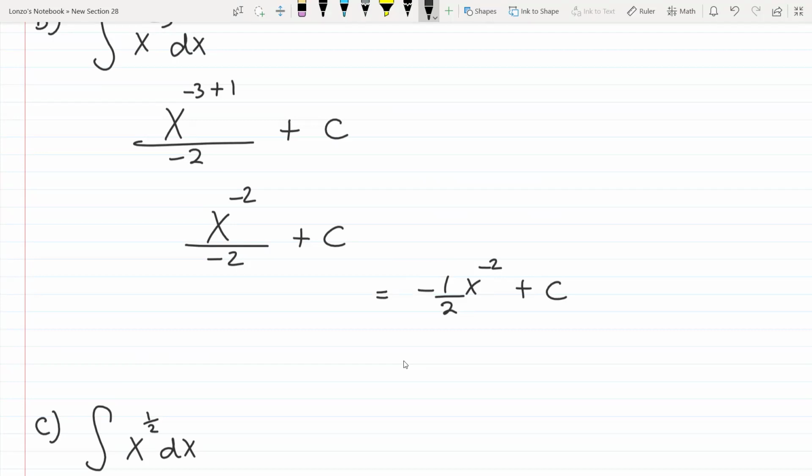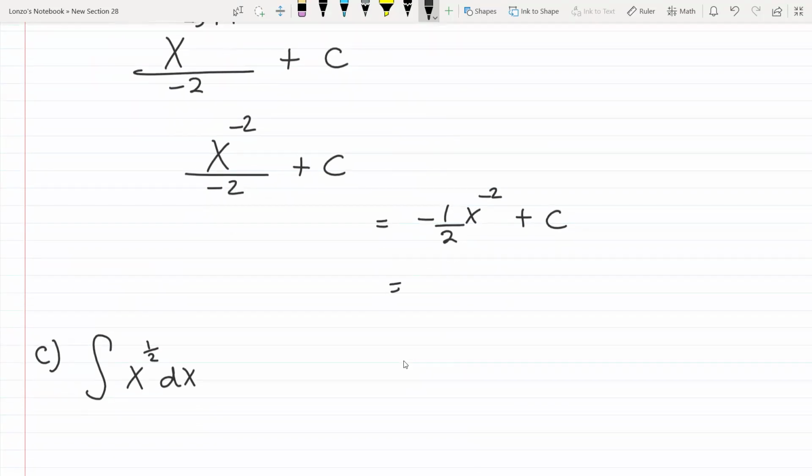Now, what if I want to write this as a positive power? So x to the -2 as a positive power would be 1 over x squared, times -1/2, plus c. So you can rewrite this as -1 over 2x squared, and then plus c.